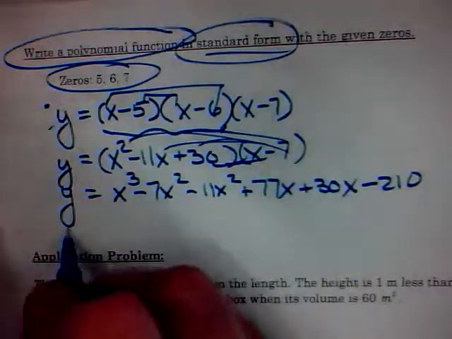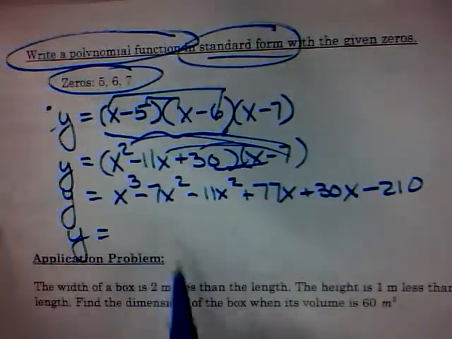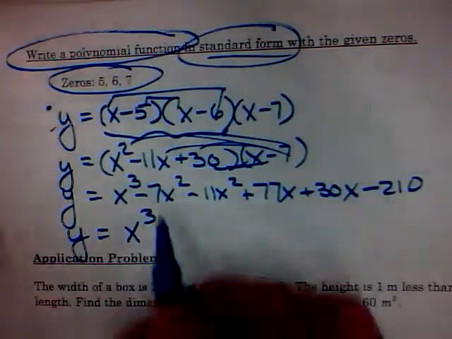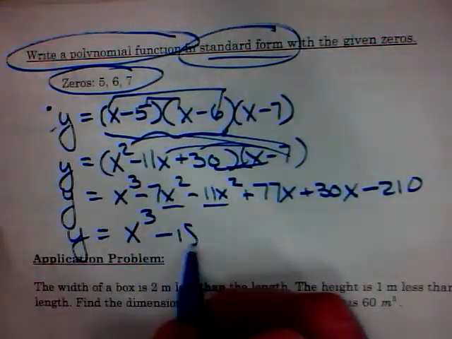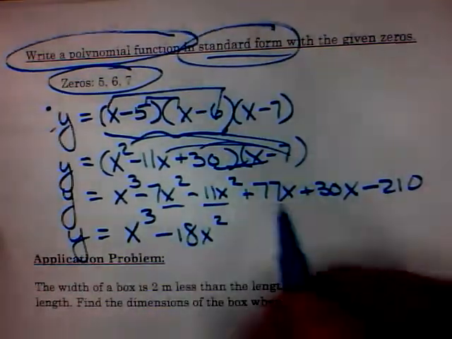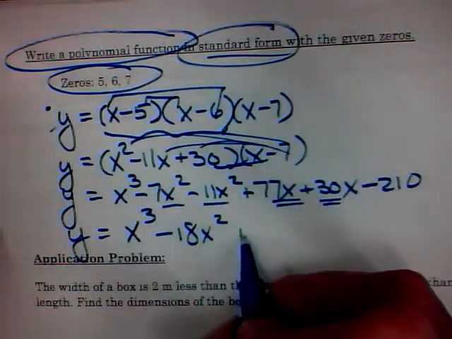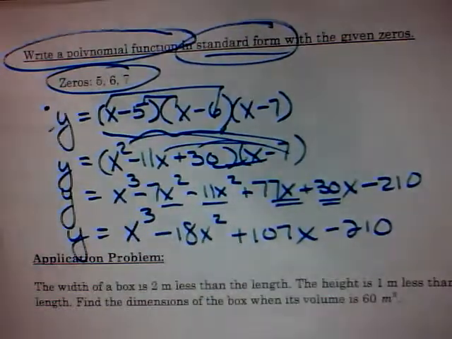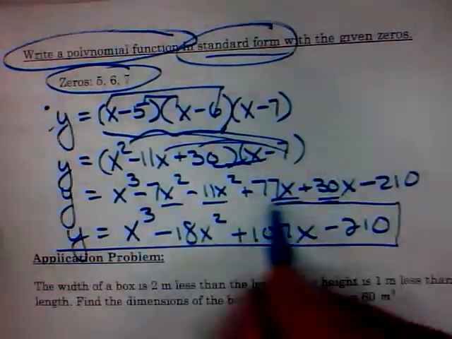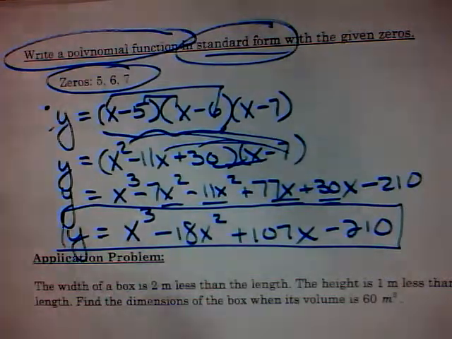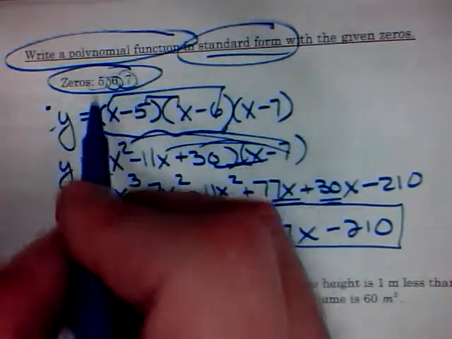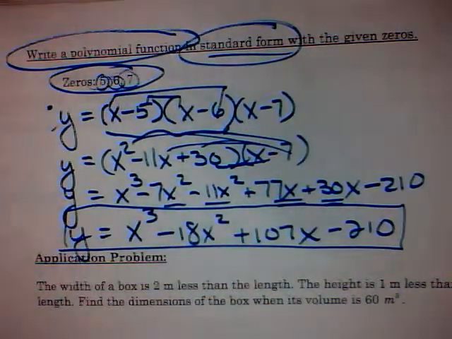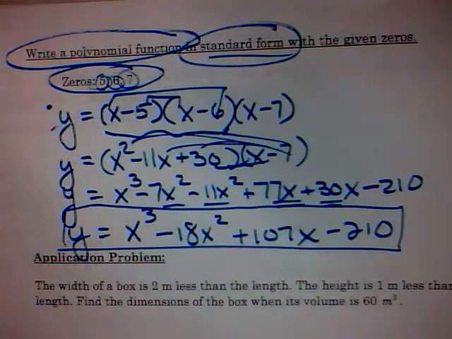And then we combine like terms for our final simplified answer in standard form. Doesn't look like we have any other cubes, so that's x cubed. Take your squares, combine them together, you get negative 18x squared. Combine your x's, and we get positive 107x. And then your constant is negative 210. So here is your final standard form that has x-intercepts at 5, 6, and 7. Okay? And you would be able to pop that in your calculator and verify that.